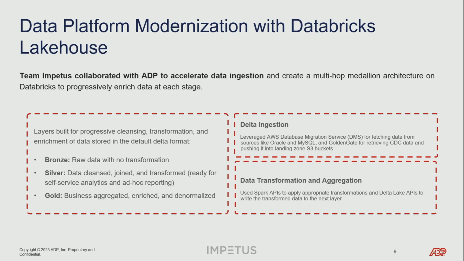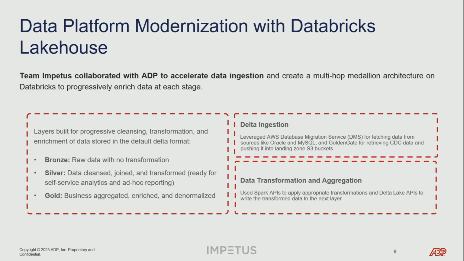So the Impetus team looked at the architecture, assessed it, and proposed a multi-hop medallion architecture where three different zones of data are created. The bronze zone will hold the raw data as is, without touching anything. The silver layer will hold the cleansed, joined and transformed data, which will be available for self-service analytics as well as for all sorts of ad hoc reporting. And the gold layer will hold the business aggregated data, enriched as well as denormalized for fast access, as business users would need certain reports to be delivered within a fraction of time, within seconds and minutes.